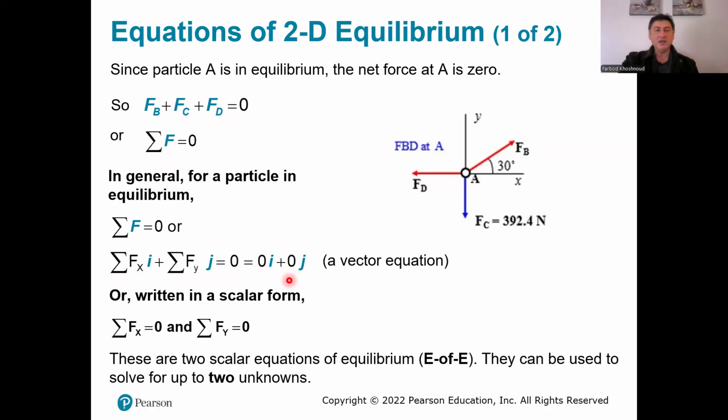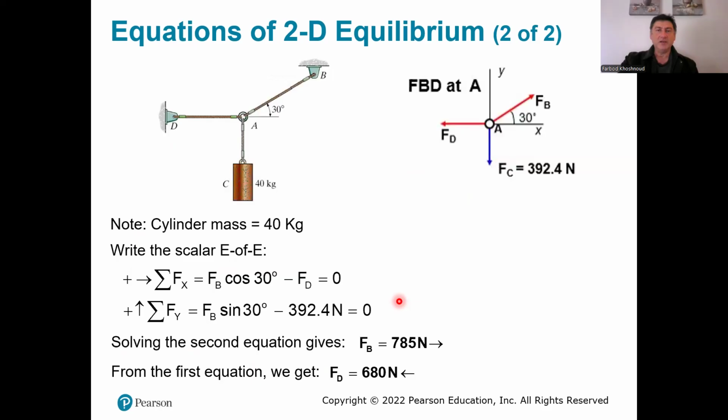So therefore, that one single equation is 2 equations in a scalar form, which is sum of the forces in x direction equal to 0, and sum of the forces in y direction equal to 0. And these are the 2 scalar equations of equilibrium that can be used to solve for 2 unknowns in a static problem.